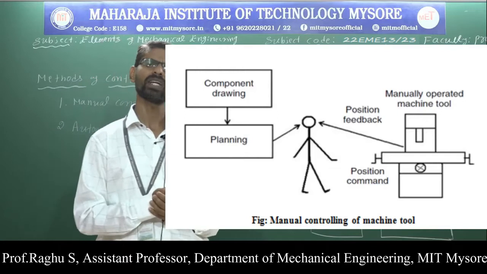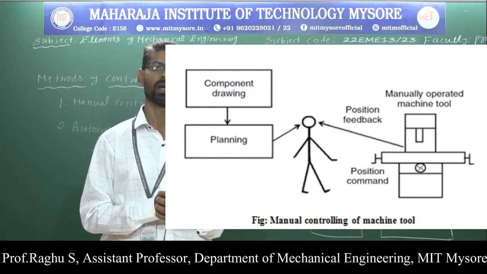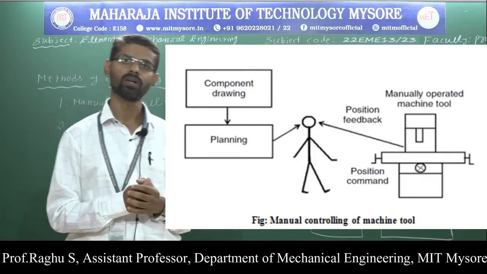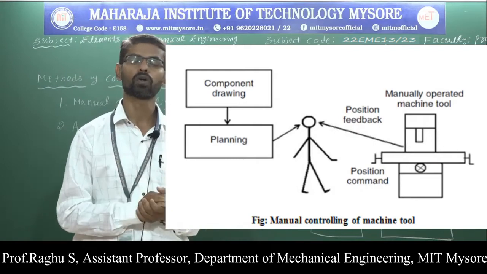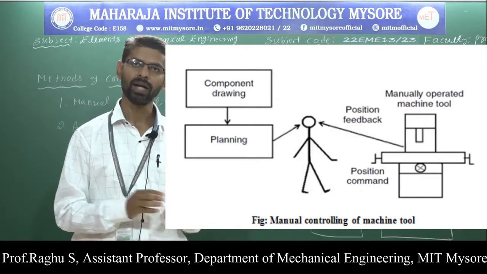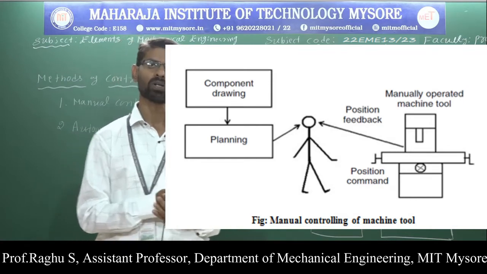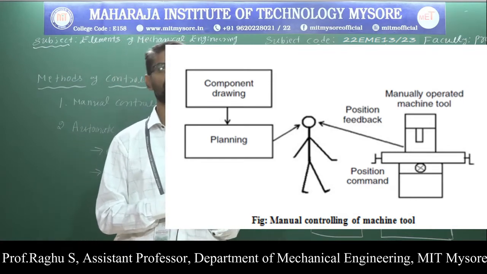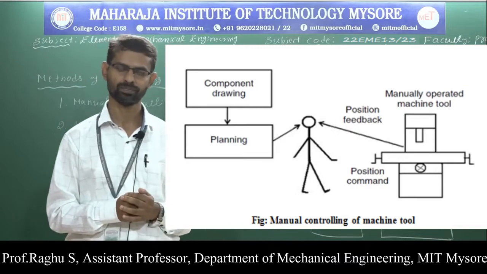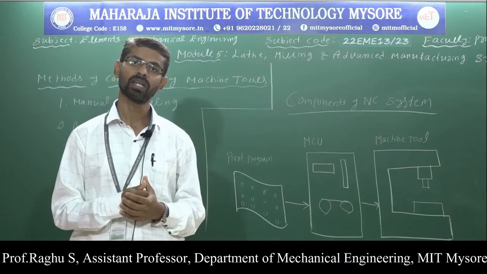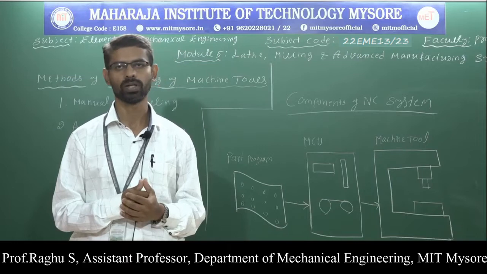So we have certain limitations in manual controlling. In manual controlling, it is difficult to produce complex shaped products and it takes very long time to produce components. And also manual controlling influences accuracy and surface finish of components. So these are all certain limitations in manual controlling.